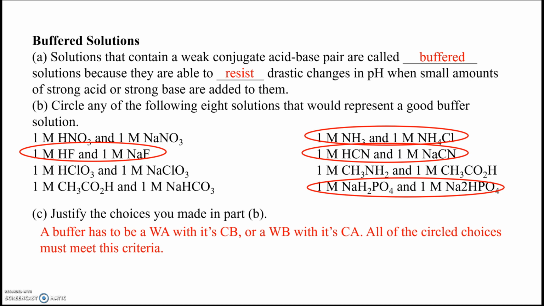Again, I look over on the right-hand side, and the 3rd one down is the one that I haven't circled. I have methylamine, which is a weak base, but then I've also got acetic acid. These two are not conjugate pairs of each other. Therefore, they will not make a good buffer system.